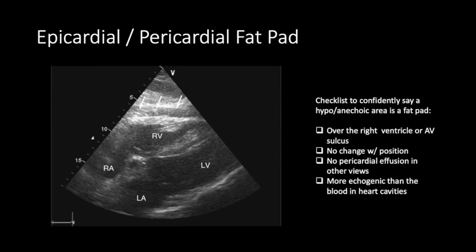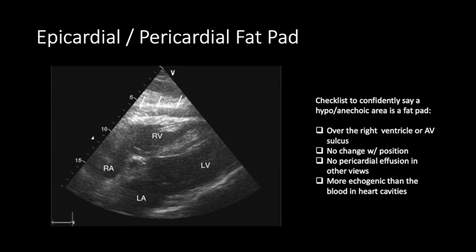Now, to confidently say that a hypoechoic or an anechoic area is a fat pad and not a pericardial effusion, we should see it over the right ventricle, and especially in the atrioventricular sulcus. It should not change with position, so if you put the patient in a different dependent position, that hypoechoic area should not move. The pericardial effusion should not be present in other views.